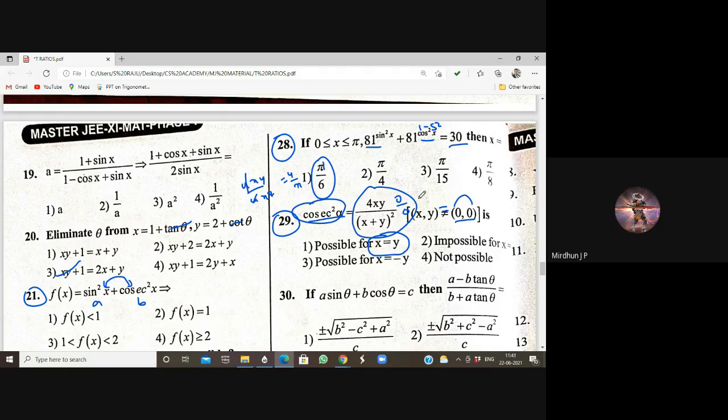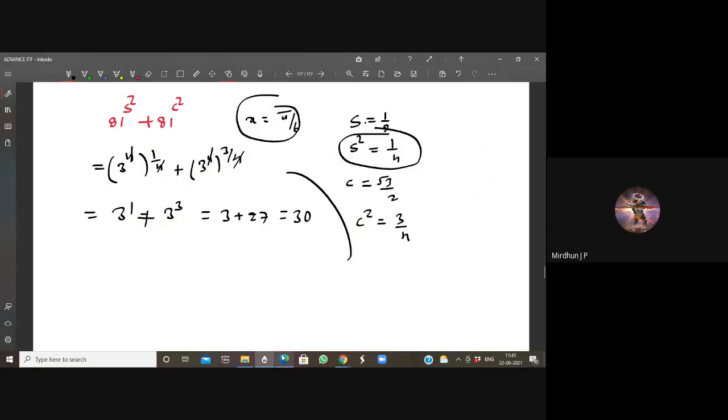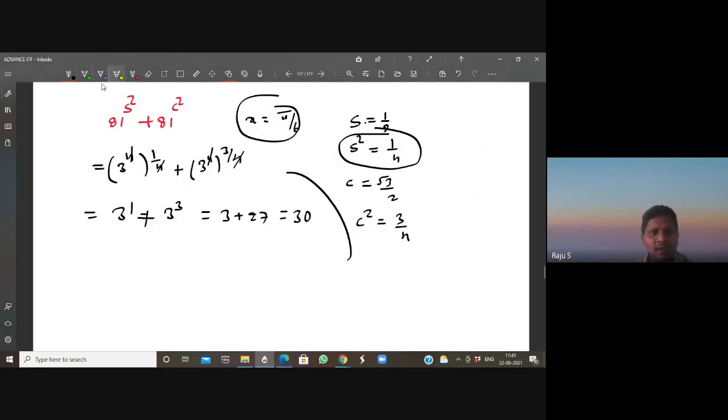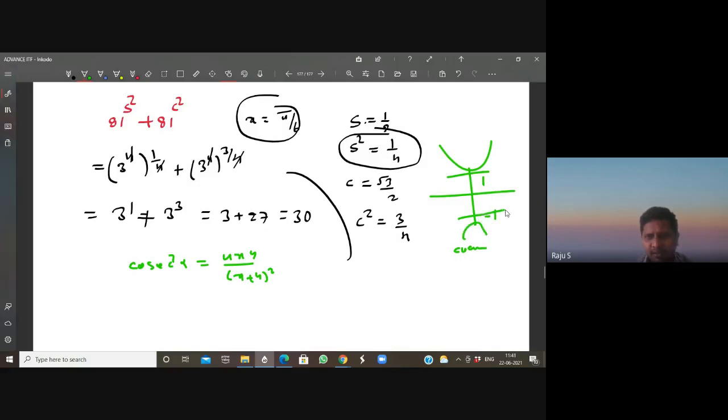So, given the range for this cosecant square, we can do directly or else we can take the reciprocal, we'll get the answer. Here cosecant square alpha is 4xy by x plus y whole square. Now, what about the cosecant graph? The graph doesn't exist between 1 to minus 1. Am I right? It exists above 1 and below minus 1. Yes, cosecant, this is the graph. It doesn't exist from minus 1 to plus 1.